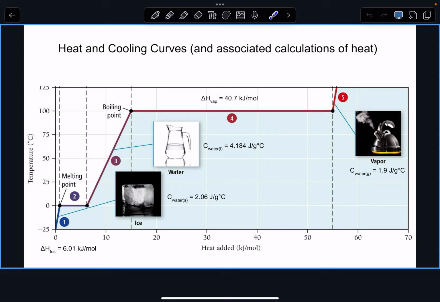So we are talking about heating curves and cooling curves. This is basically a representation of the process of what happens when you add heat or remove heat from a substance. And then we're going to do the associated calculations involved in this as well.